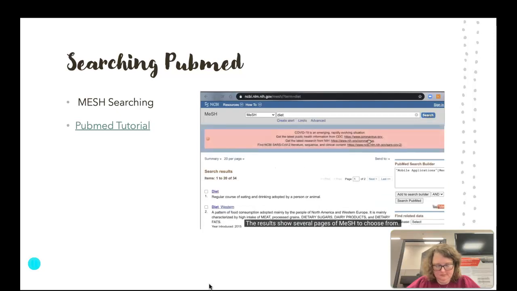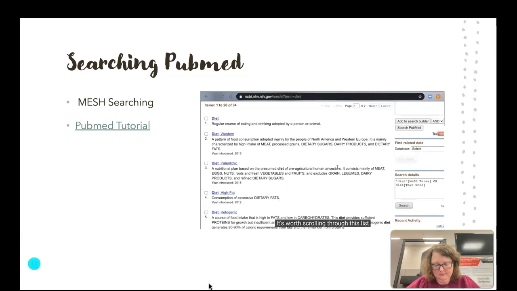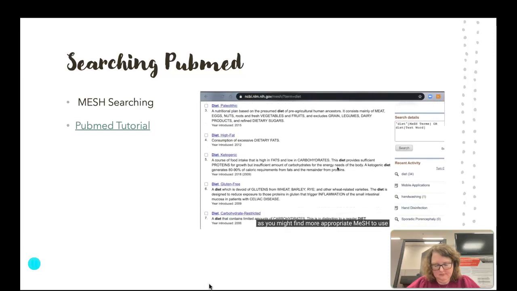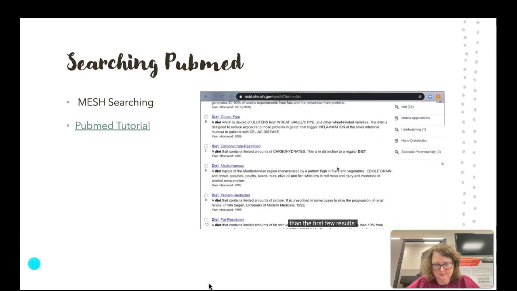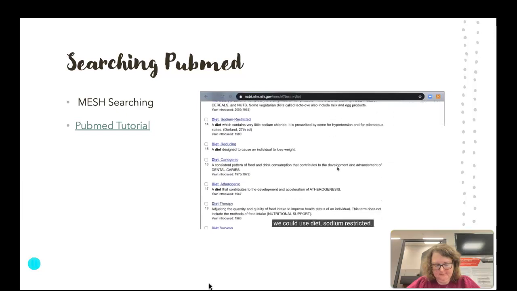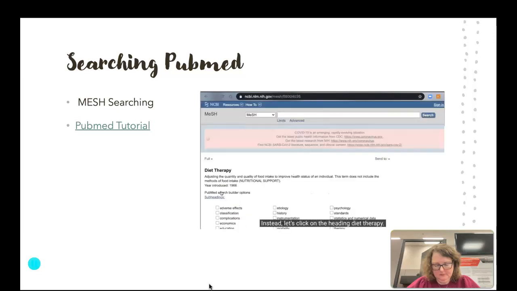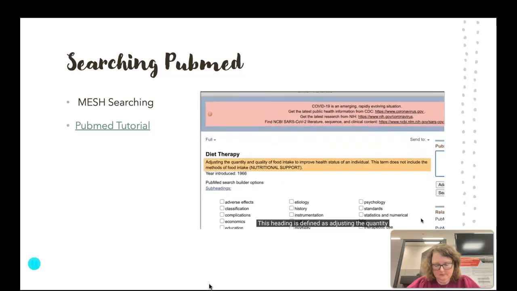The results show several pages of MeSH to choose from. It's worth scrolling through this list as you might find more appropriate MeSH to use than the first few results. For example, if we were focusing on low sodium diets, we could use diet, sodium restricted. Instead, let's click on the heading Diet Therapy. This heading is defined as adjusting the quantity and quality of food intake to improve health status for an individual, which makes it a good choice for our topic.